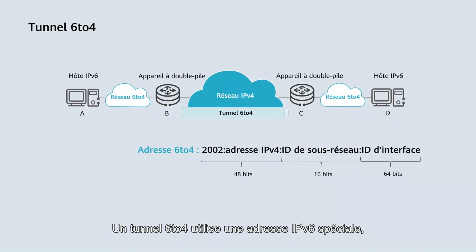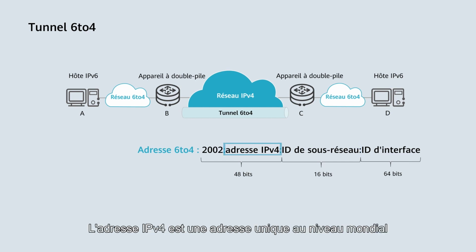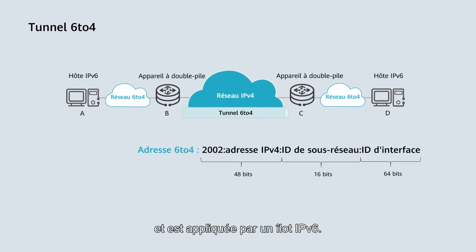A 6to4 tunnel uses a special IPv6 address, which consists of a fixed IPv6 address prefix, an IPv4 address, a subnet ID, and an interface ID. The IPv4 address is a globally unique one applied by an IPv6 island. The subnet ID and interface ID are allocated by users in the IPv6 island.